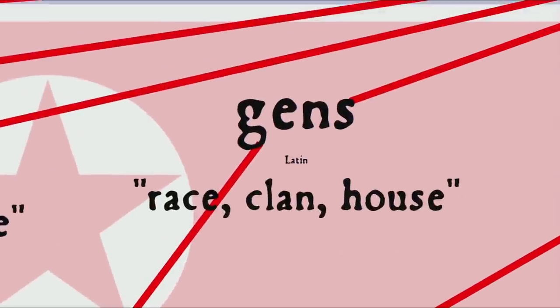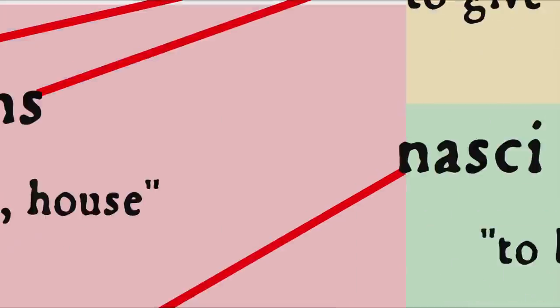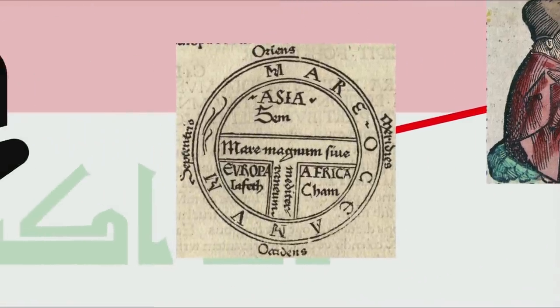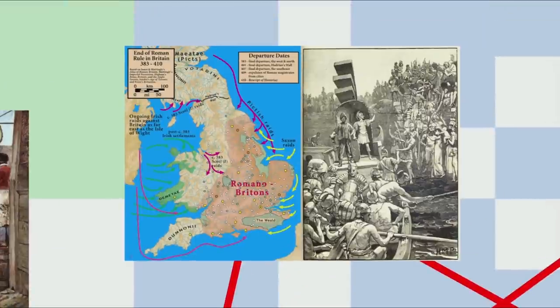That Latin word gens, race, clan, house, comes from the same root of nation and kin. For Bede, much of this sense of English identity was rooted in religion, Christendom, coupled with the national myth of the English coming to Britain at the request of the Britons after it was abandoned by the Roman Empire, and they were left unable to defend themselves from the various non-Romanized local populations such as the Picts to the north.